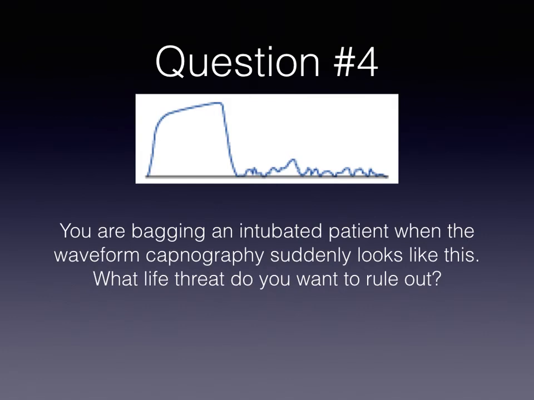All right, you are bagging an intubated patient when the waveform capnography suddenly looks like this. What life threat do you want to rule out? Okay, well, we see we had a nice plateau there. We had a very good looking waveform, and all of a sudden our waveform has disappeared and we have that kind of garbage look to it. We want to rule out a displaced ET tube or an obstructed tube or any other problem in the circuit. But the big one is displaced ET tube. If we can't prove that that ET tube is in the right place, we cannot leave it in place. We have to start over.